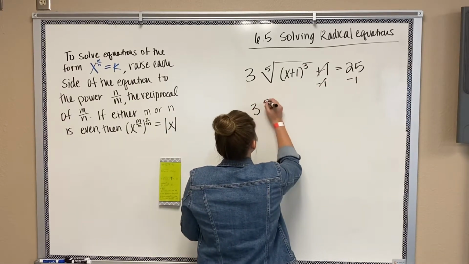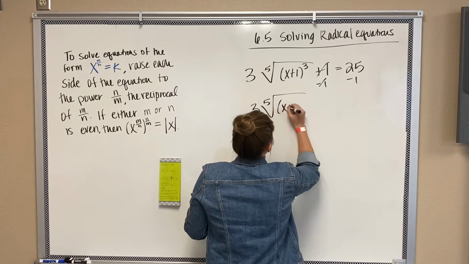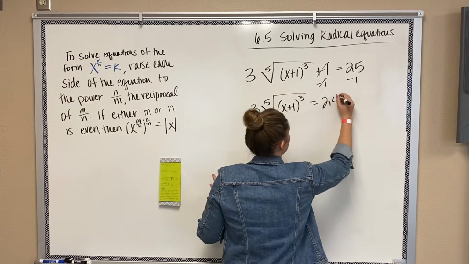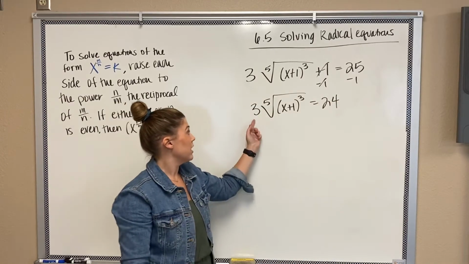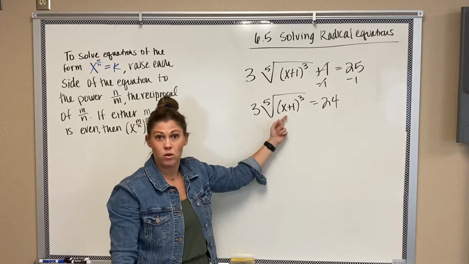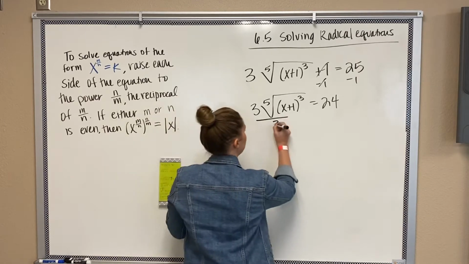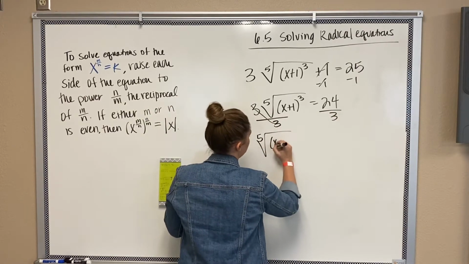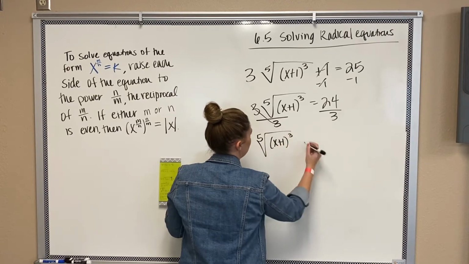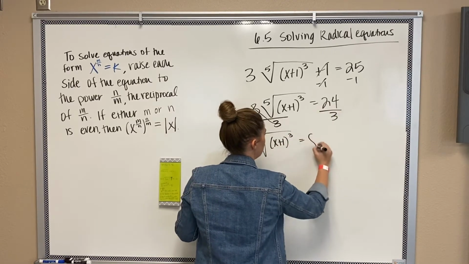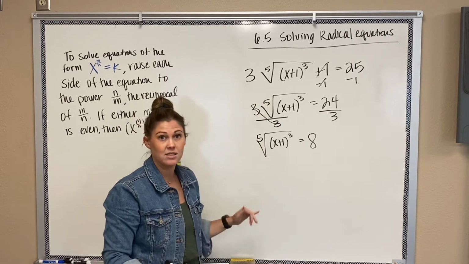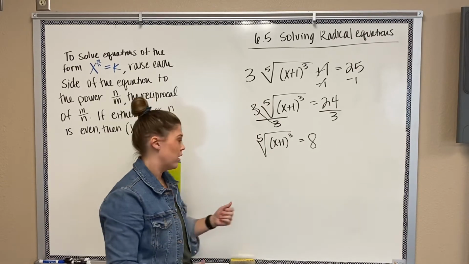So 3 times the 5th root of (x plus 1) cubed is equal to 25 minus 1, which is 24. Now this 3 is being multiplied by the radical. We want to undo that by dividing both sides by 3. So we have the fifth root of (x plus 1) cubed is equal to 24 divided by 3, which is 8. Cool, so now let's change this to a ratio.